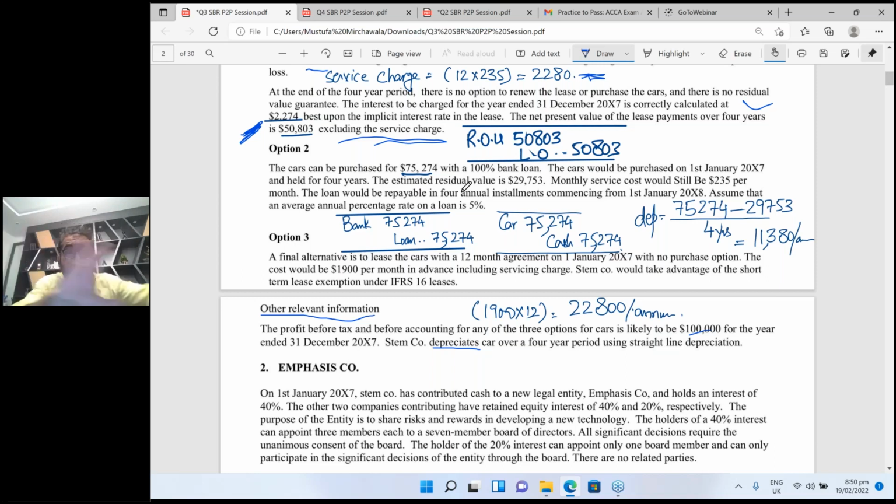Okay, now don't think about leasing, just think two entities. See, there is a bank and there is a car shop. There is a bank separate and there is a car shop. Okay, first you went to the bank. First, see, I have made basic entries. First you go to the bank and you take the loan of 75274, because you have to buy the car from the market. If you want to buy a car from the market, then you have to pay the market value.